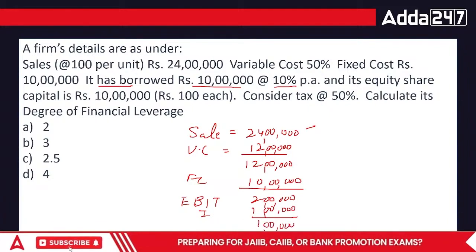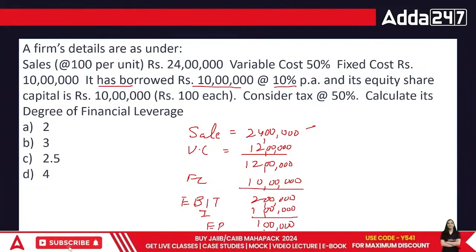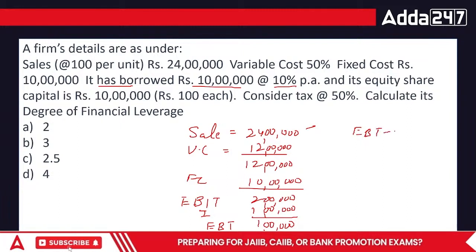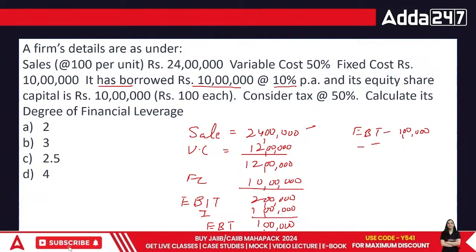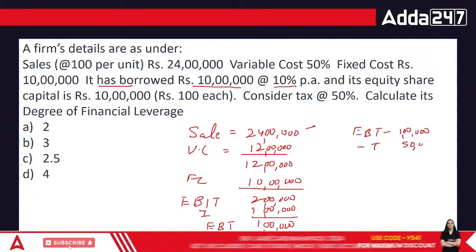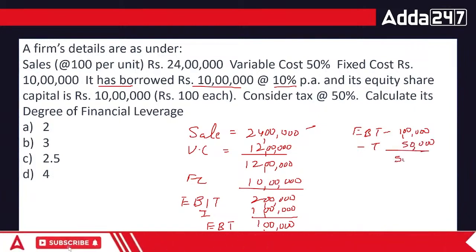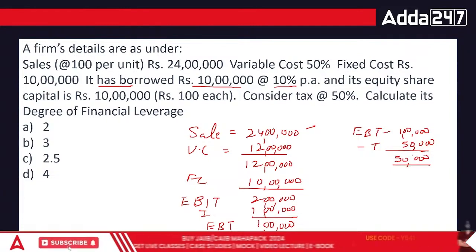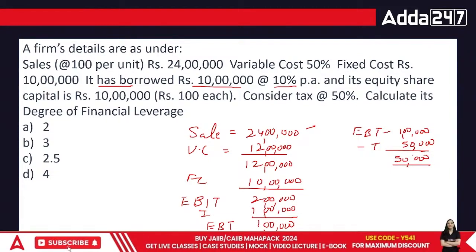1 lakh rupees is their earnings before tax, and the tax is 50%. That means, earning 1 lakh before tax, minus taxes of 50% of it, you're left with barely 50,000. This particular point is definitely very alarming for the organization, because they're left with almost nothing.